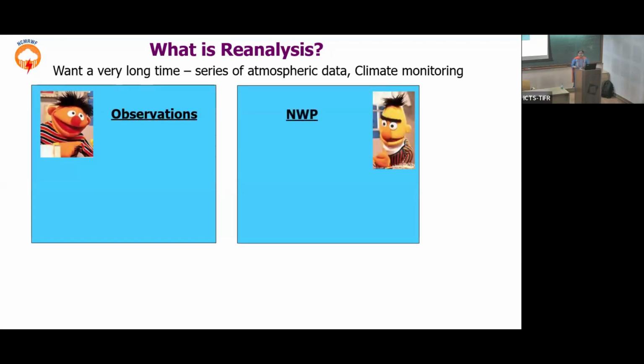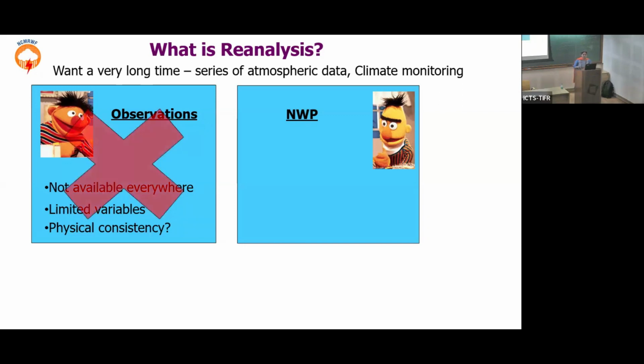We have observation and we have NWP. We already explained that observation is not available everywhere. It is a limited variable set; we don't have all the variables observed. Then there is the physical consistency of the observation. These are some of the limitations. If you have an observing system for a particular region for the long term, you can use it, but again it is limited to that particular region or station. So we cannot use observation alone as a long-term series of atmospheric data or for climate monitoring.